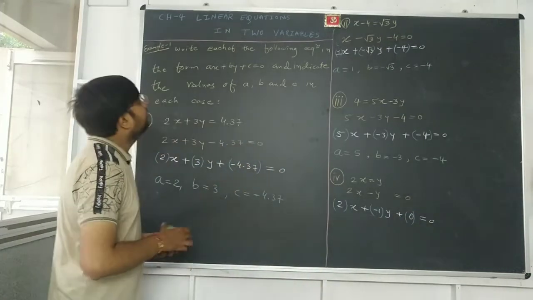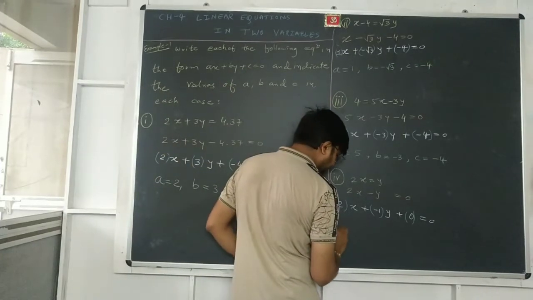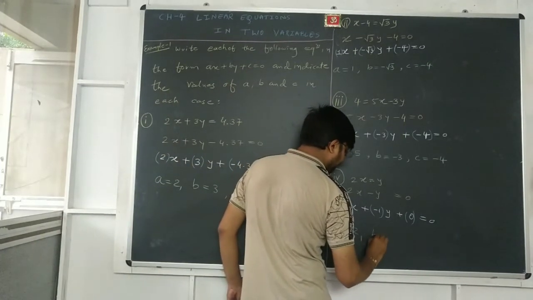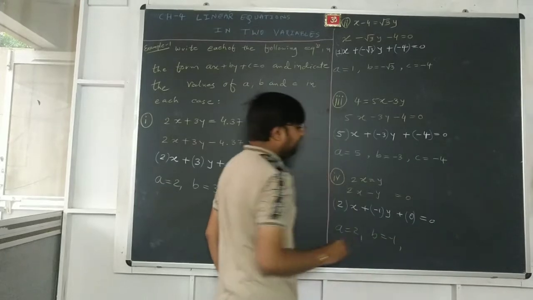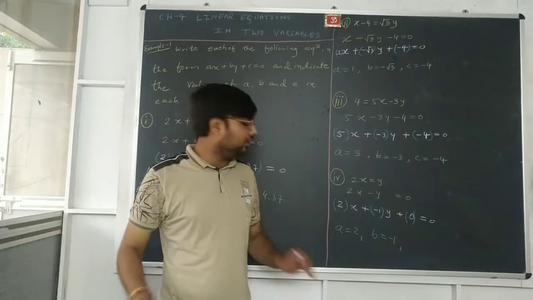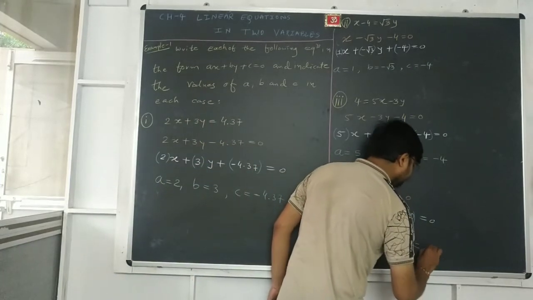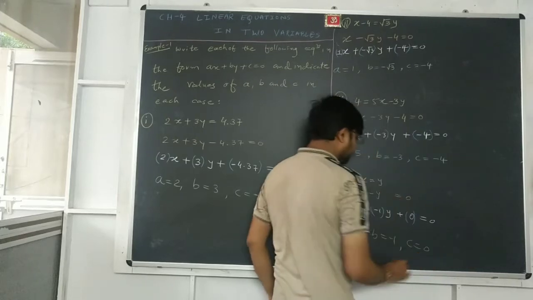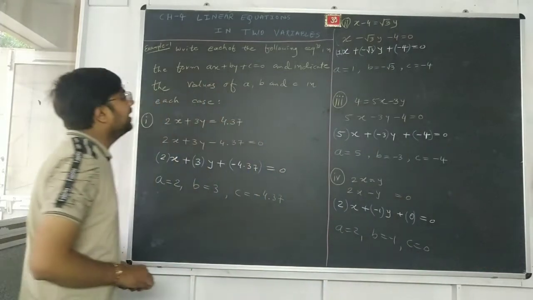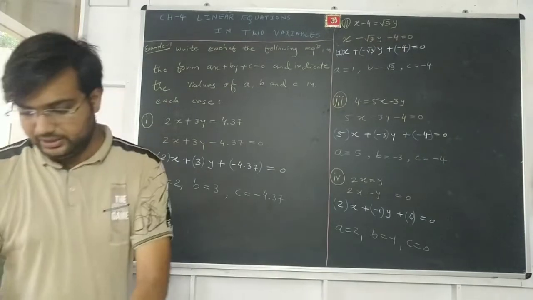So we are comparing this equation with ax plus by plus c is equal to 0, then a is equal to 2, b is equal to minus 1, and here there is no constant term, so the constant term c is equal to 0. Okay, c is equal to 0, and we get all the answers of this question.